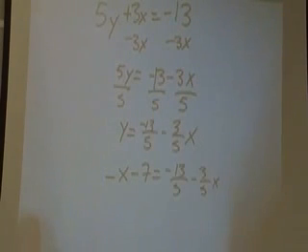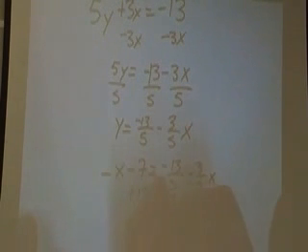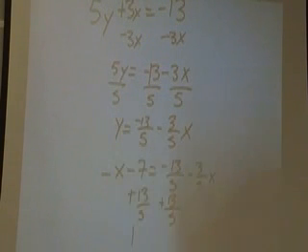So now I'm going to solve. I'm going to add 13 fifths to both sides. Let's see, negative 7, 13 fifths. This comes to... Dang! This is a pain. I've got a better idea.